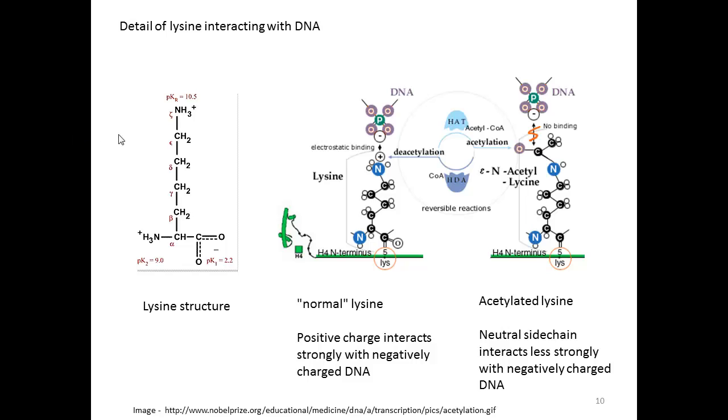In this slide, we see a picture of the structure of lysine with the positively charged amino group at the end of the side chain connected to the alpha carbon. In the deacetylated state, you have the positively charged amino group and the negatively charged phosphate group of the DNA. If the lysine is acetylated, here's the amino group, here is an acetyl group. This neutralizes the positive charge. Now there's a negative charge, but no positive charge here, and the interaction is much weaker.